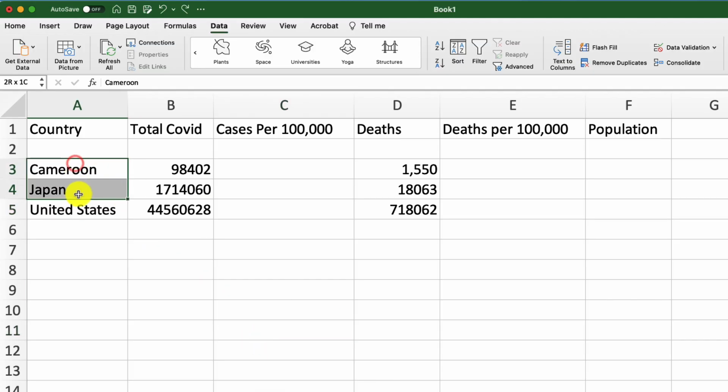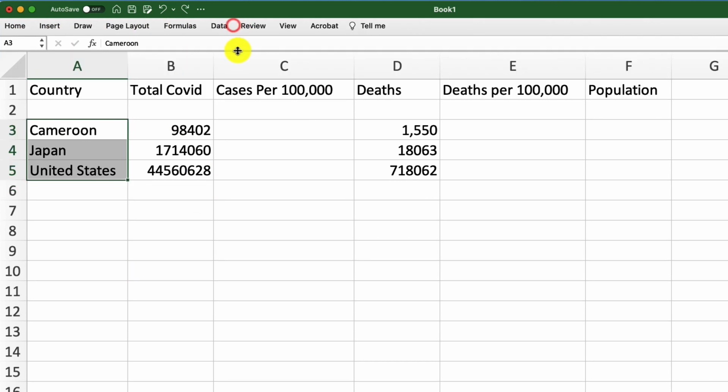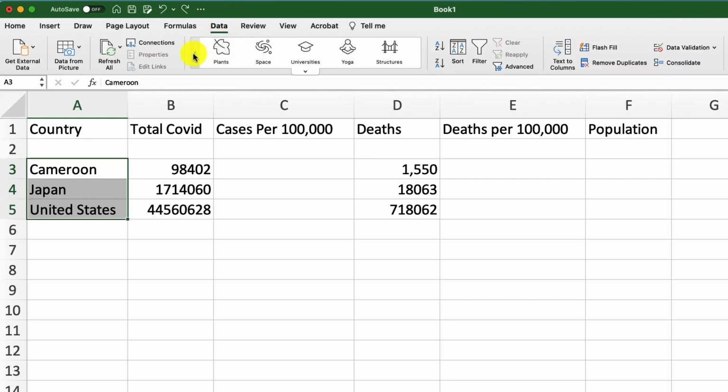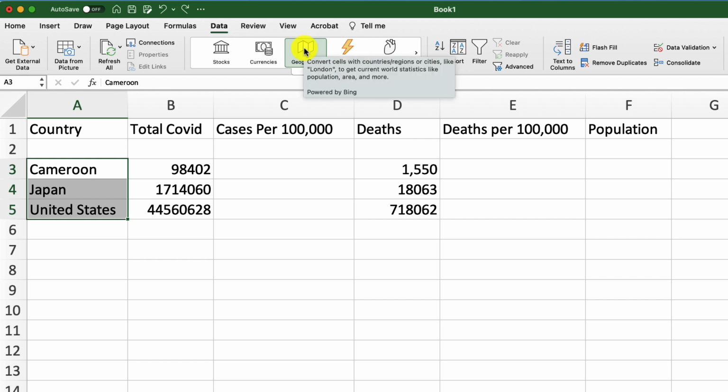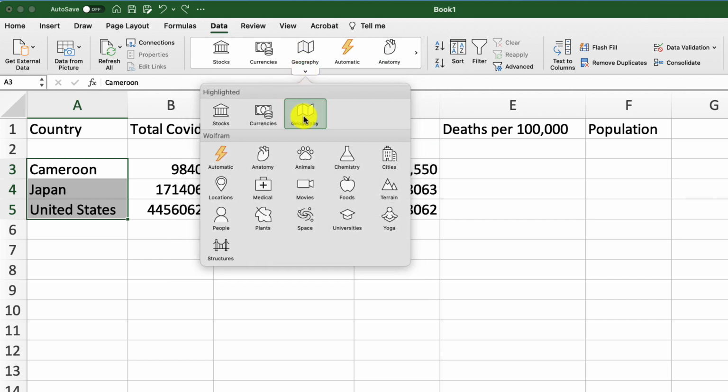Okay, here we have 3 different countries, and we want to see how they compare to each other. So first, let me tell Excel that these are countries. And if I click on the Data tab, I can see I have some options here. Currencies, geography, and I'm going to select geography, which is countries or regions. So I'm going to click.